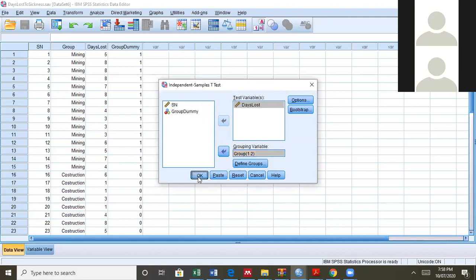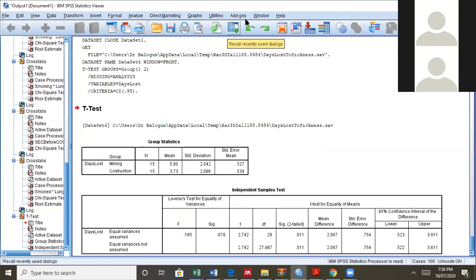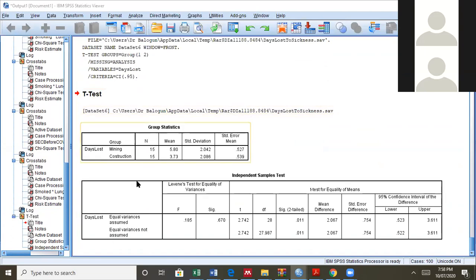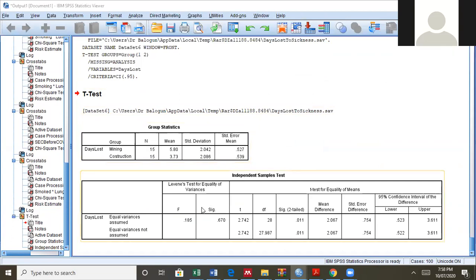You will see it gives us the mean for mining and the mean for construction. It is very clear that mining is higher, 5.8, and construction is 3.7. So they lose more days in mining. If you look at the mean difference here, it gives you 2.067.